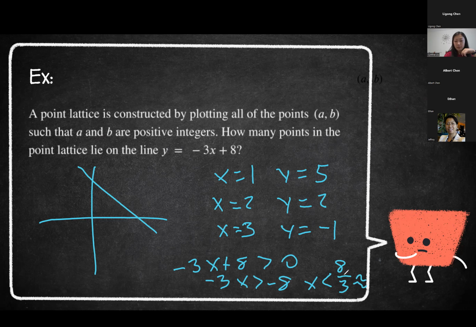This is really bad. It's about 2 point something, so x will have to be less than 2 point something. So x can only be 1 and 2. In this case, you could just test them, but if the numbers got really big, you would have to set y to be greater than 0 and then solve for what values x could be. That way you could figure out how many values x could be for y to be positive as well. So in this case, there's just 2, so it wasn't that bad.